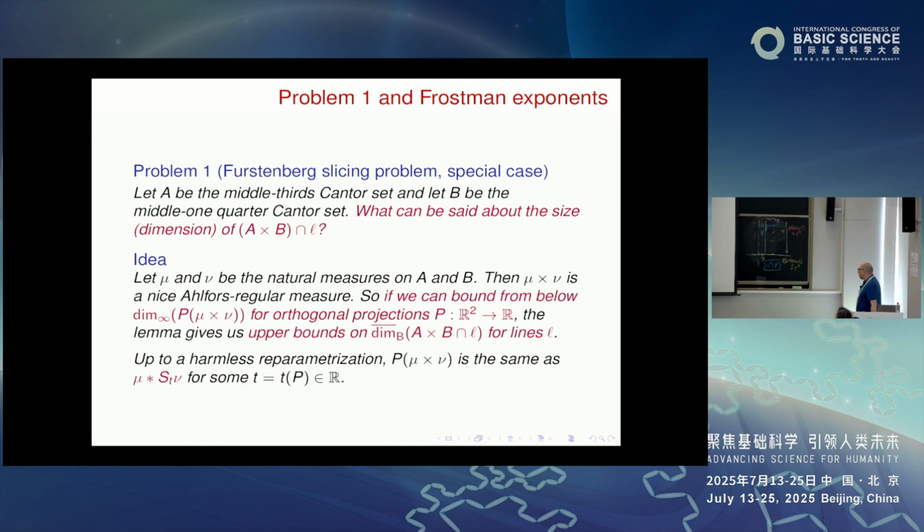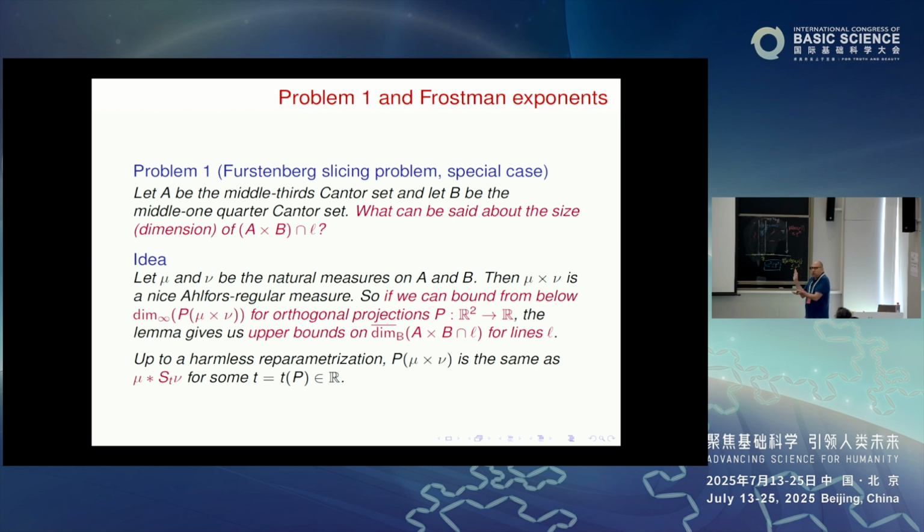Okay, and this is what I'm saying here. Now, if we take a Cartesian product of two measures, and then we take an orthogonal projection, up to, again, an affine parametrization that doesn't change anything, this means that we are really convolving one of the marginal measures with a scaling of the other measure.